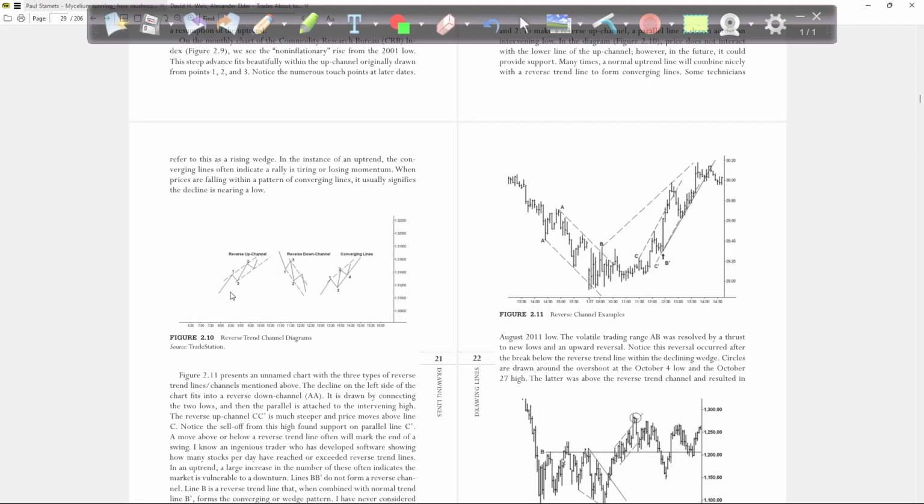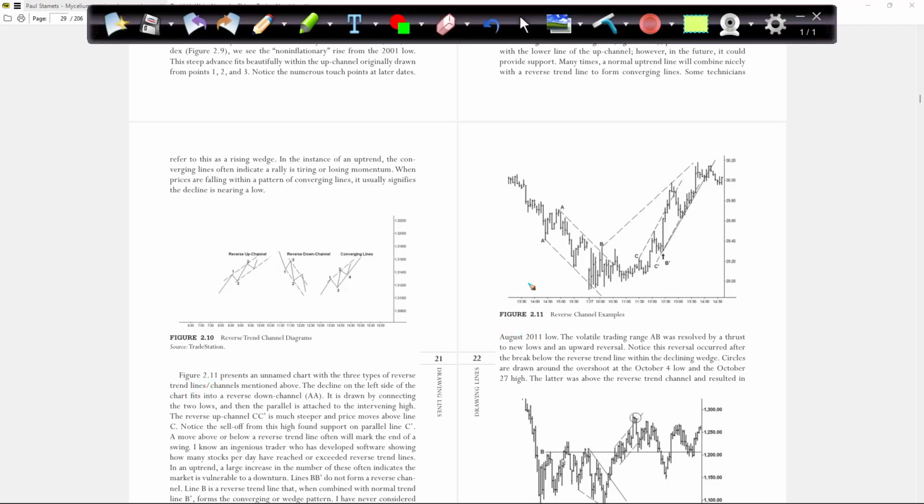This is our reverse up channel, reverse down channel, converging lines. This is a converging line. What it basically means is, in order to draw a reverse up channel, we need three points: two highs, one low. For drawing a reverse down channel, we need two lows, one high, and for drawing converging lines, we need two highs and two lows.